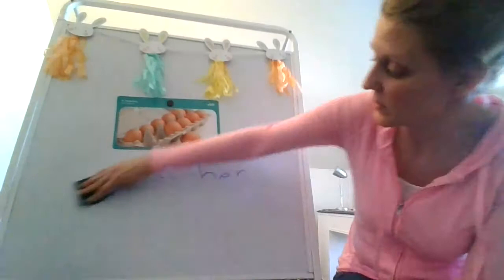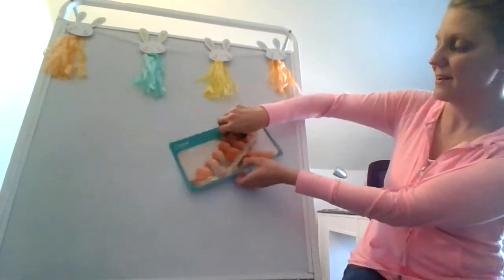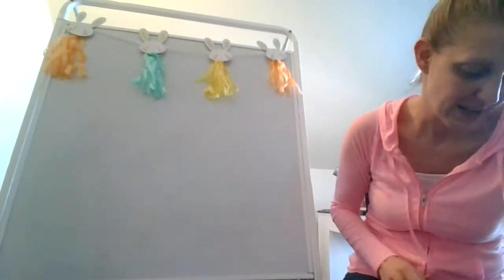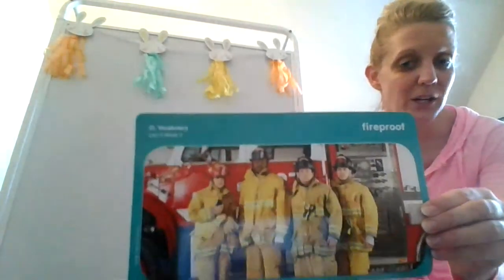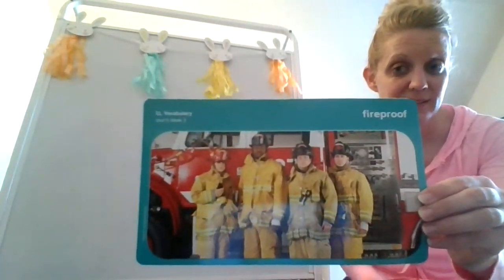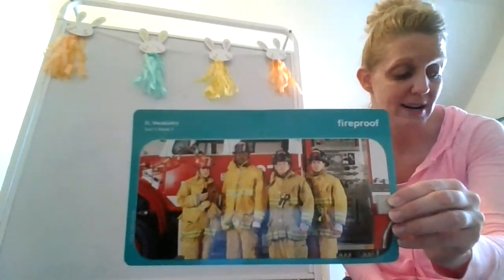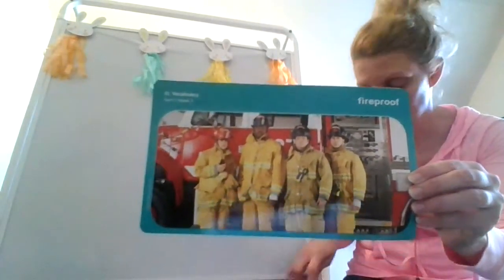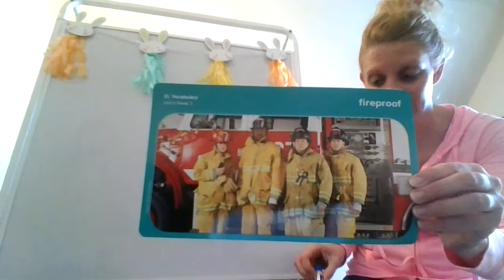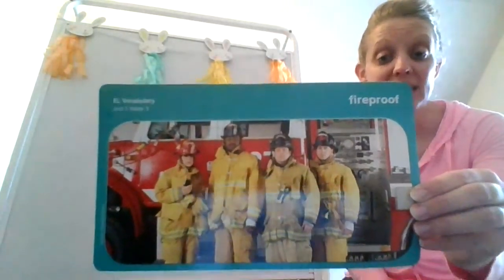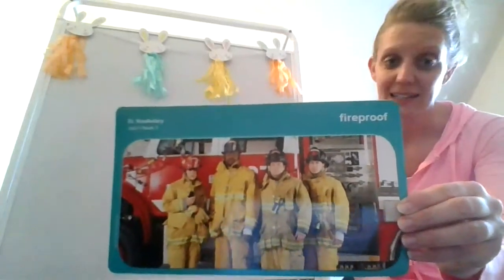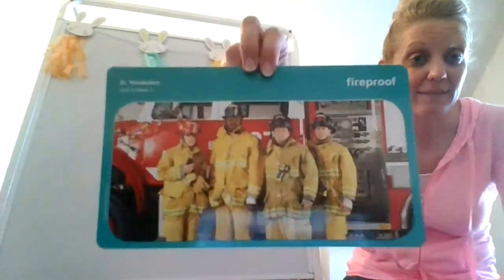All right, let's move along to the next word we have. It starts with an F. This word is fireproof. So can you point to it on your chart and say fireproof? Make sure you have the right word. Okay, fireproof means that it is not easily burned by fire.